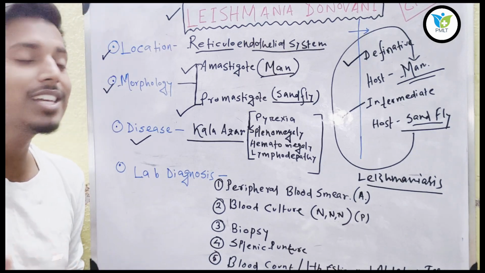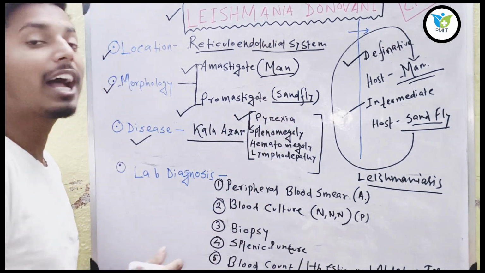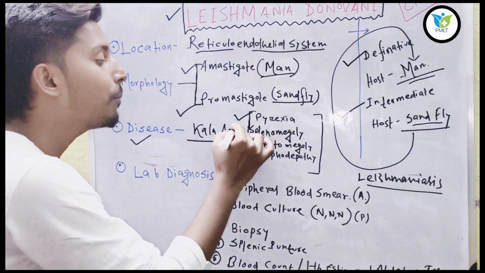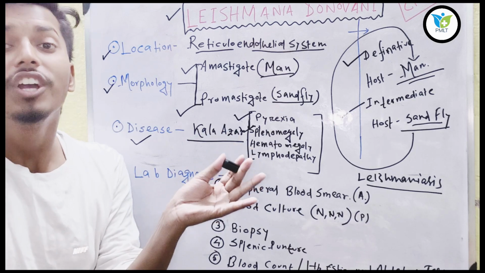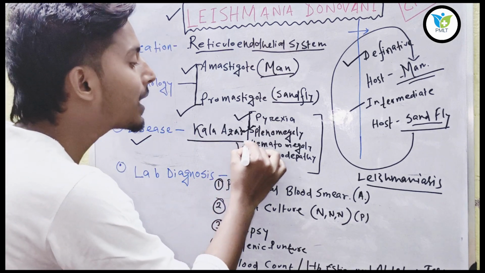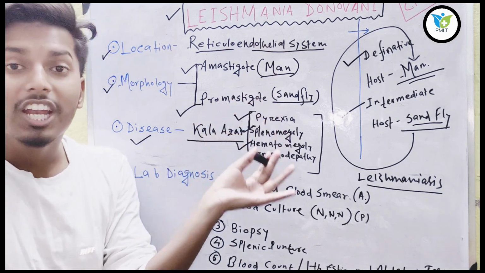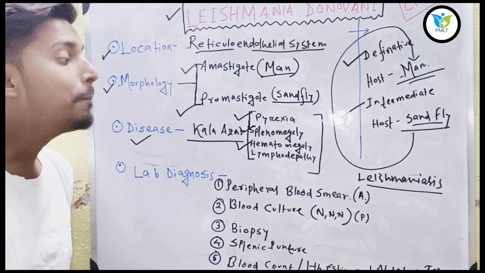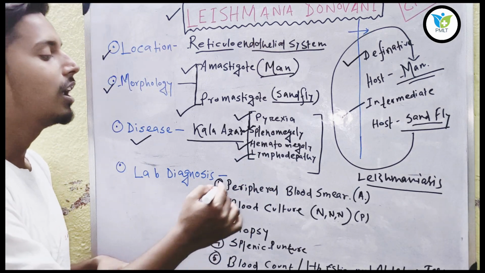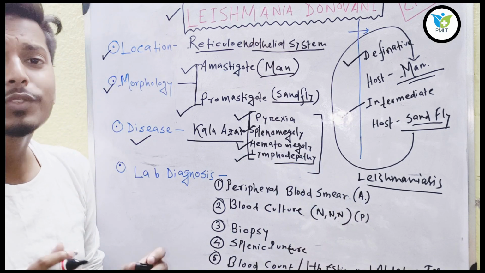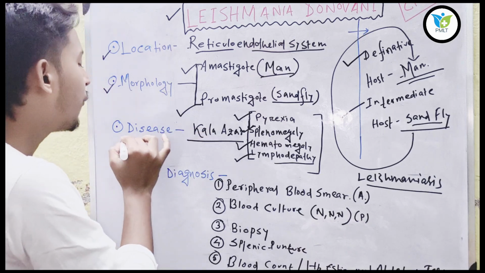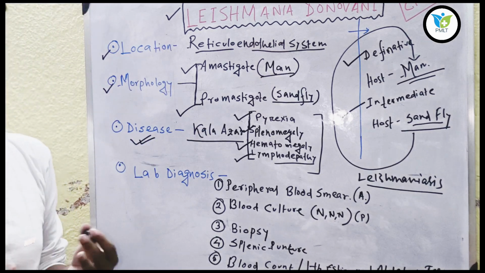What are the features of this disease? Firstly, pyrexia: whenever a high level of fever is happening, that is called pyrexia. After that, splenomegaly: the spleen becomes enlarged. That is also a symptom of Kala-azar. Hepatomegaly: the liver becomes enlarged. Lymphadenopathy: whenever lymph node inflammation is happening, that is called lymphadenopathy. Understood? These kinds of symptoms are associated with Kala-azar. Very easy, we have already covered the disease condition.